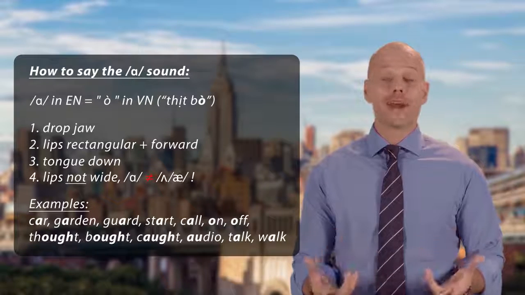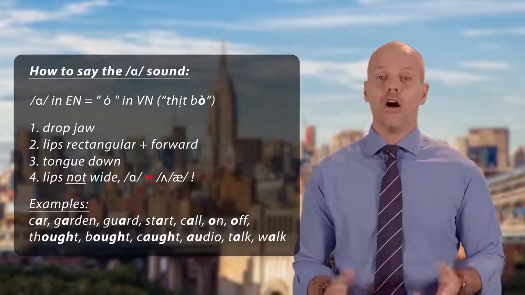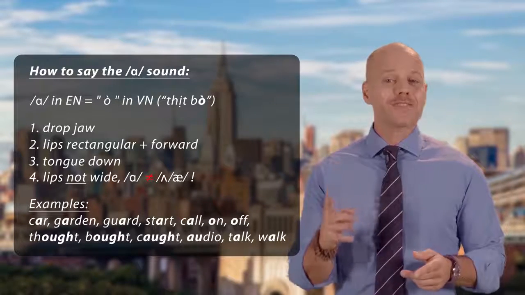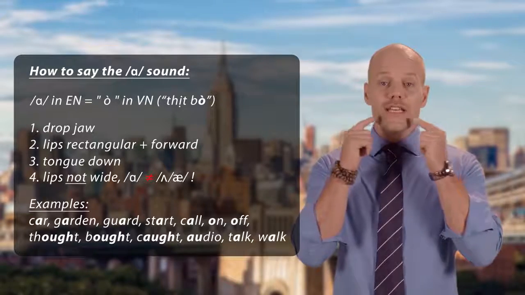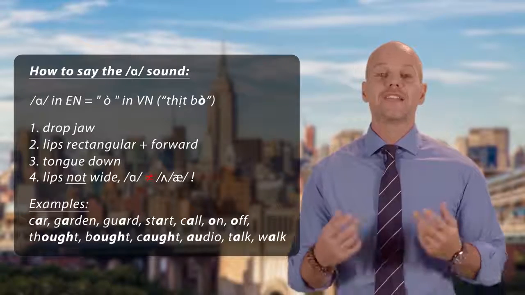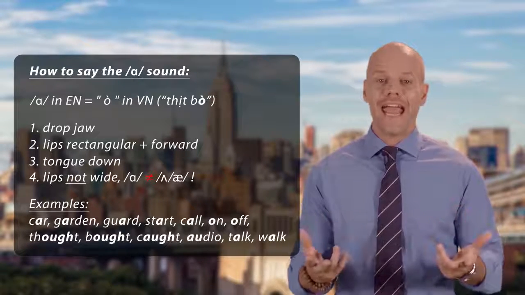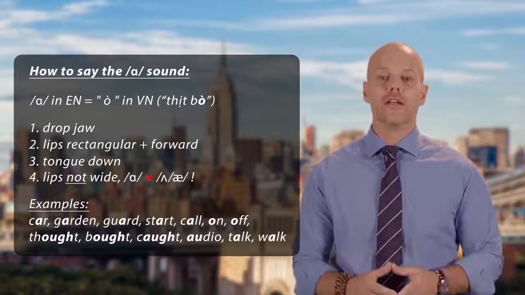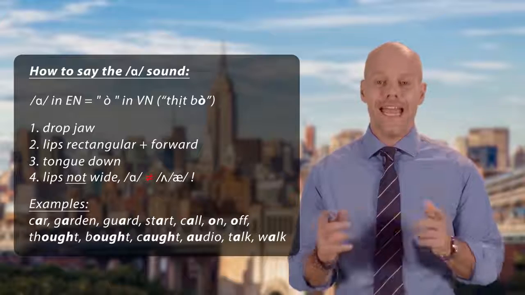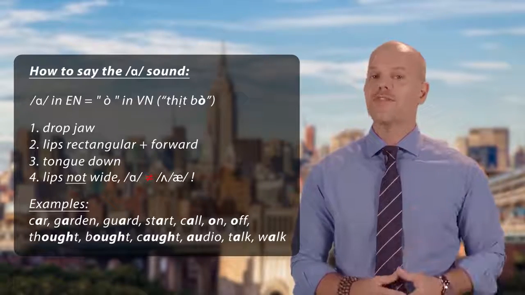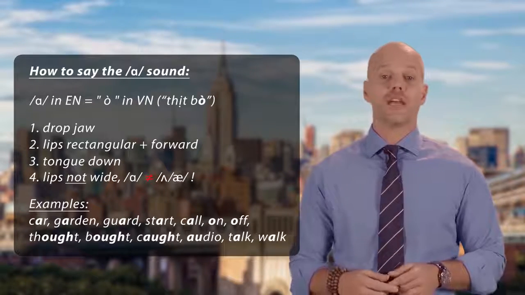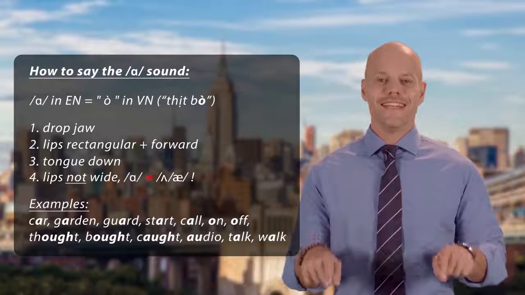Pause this video and practice saying these words with the correct aw sound. When there's an r after the aw, pay extra attention to pulling in your cheeks so you are not saying an a or uh sound. It's car, not can, and garden, not gadden, and start, not stad. Remember the Vietnamese word thịt bò. Don't forget to use a mirror to check your lip position. Pause now.